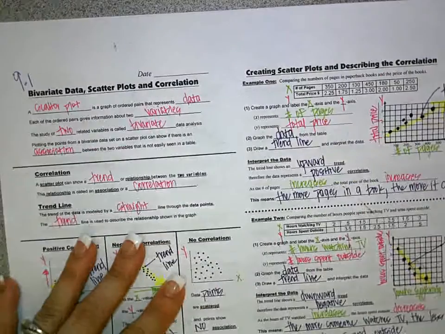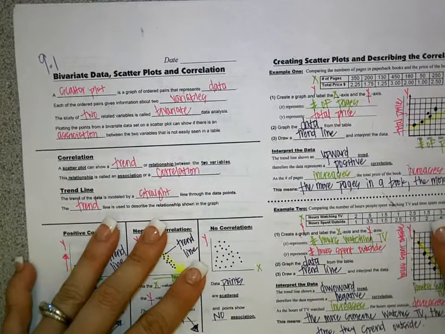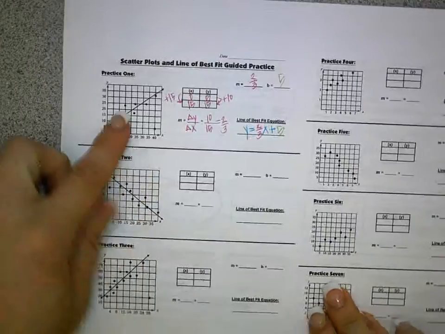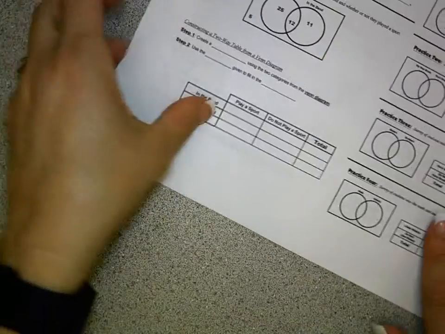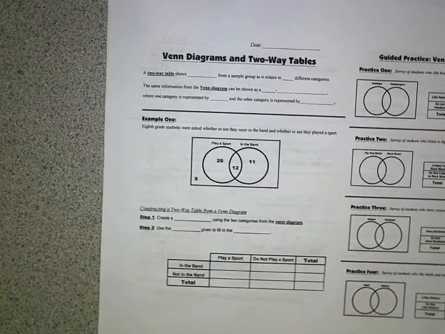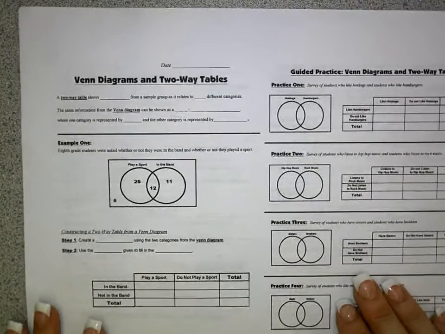Okay, Rosie, so today we're going to be working on Venn diagrams and two-way tables. Keep going through these after the classwork that you did yesterday. It's the next one. It's called Venn diagrams and two-way tables.